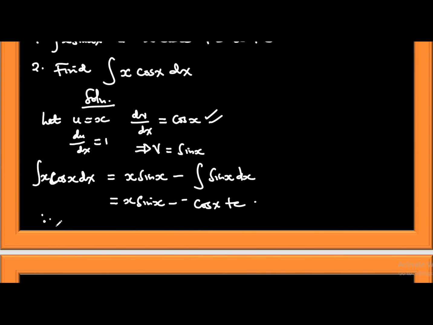Then in our conclusion, the integral of x cos x dx becomes x sine x plus cos of x plus a constant of integration. As simple as that. Let's look at example number 3.